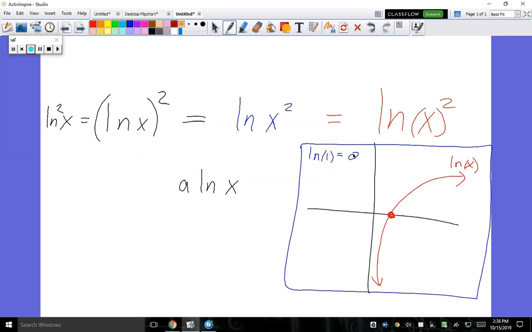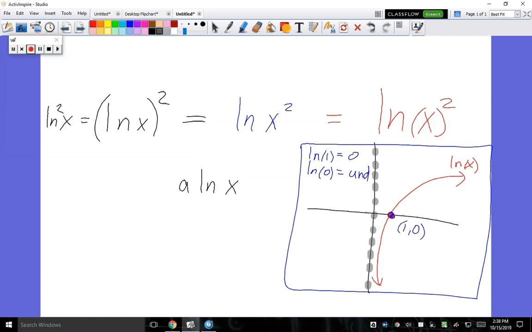0. Because this point is (1, 0). Okay, what's the natural log of 0? Undefined. That does not exist, undefined because we're talking about the domain of natural log of x. And right there at x equals 0 is a vertical asymptote.